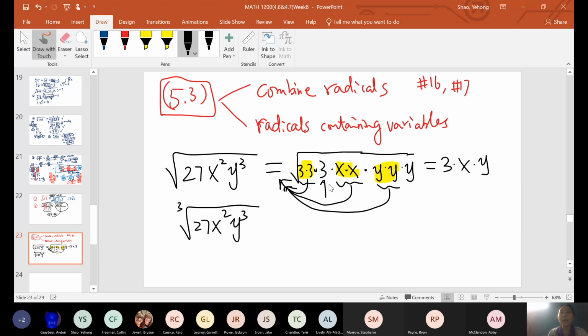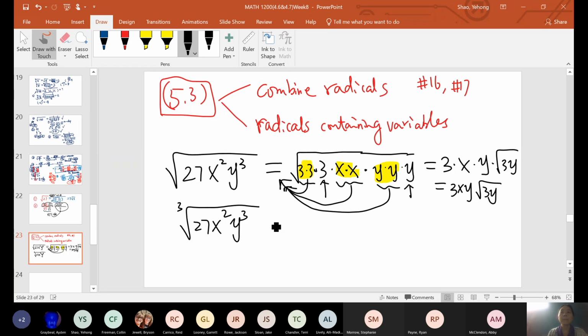But this 3 and that y, we don't have another 2 copies of 3 or another 2 copies of y. They will just stay within the radical sign. Okay, and the multiplication sign can be omitted. So you can just put all closer together, 3xy, square root of 3y. So actually there's multiplication everywhere, but you can omit all of the dots. So that idea is very similar.